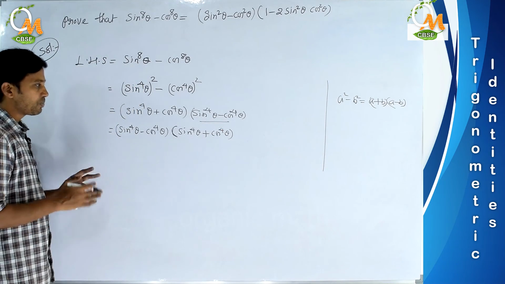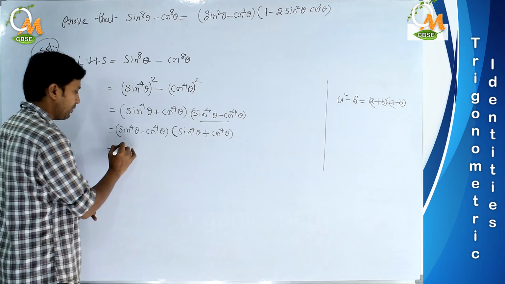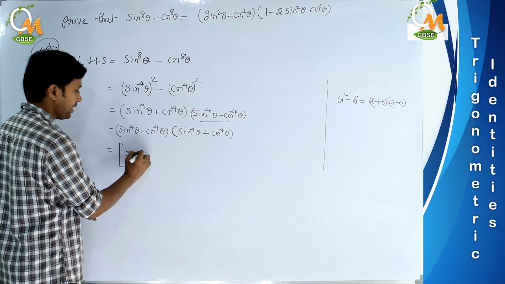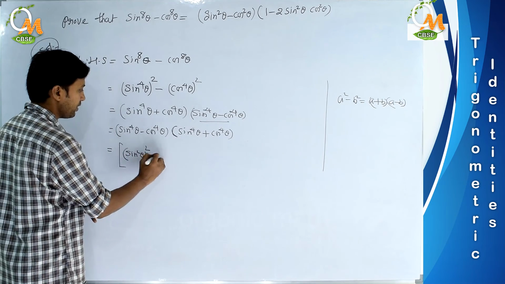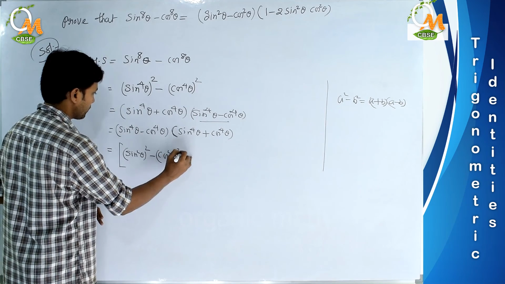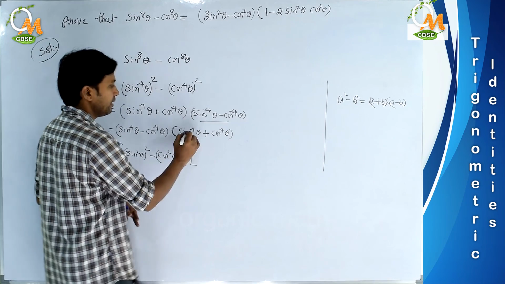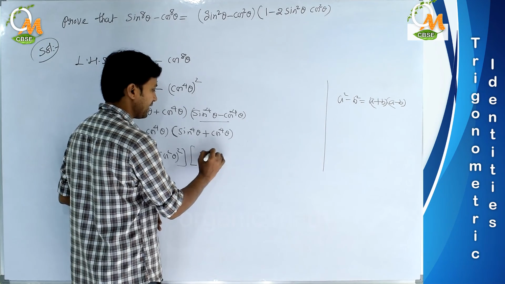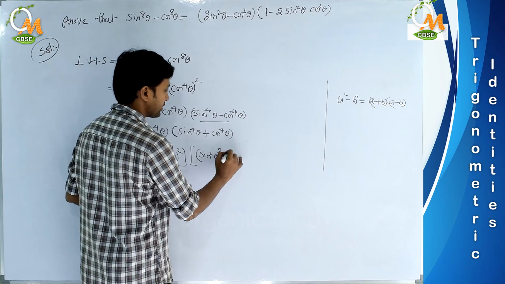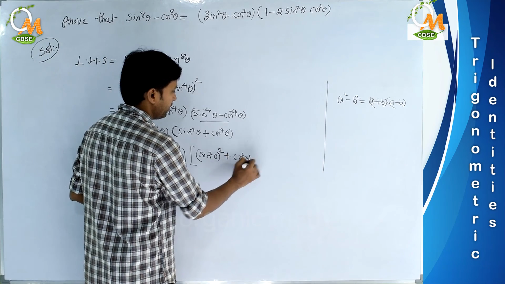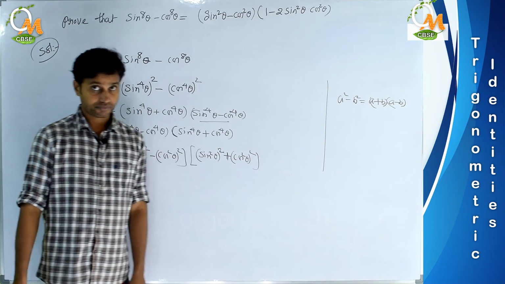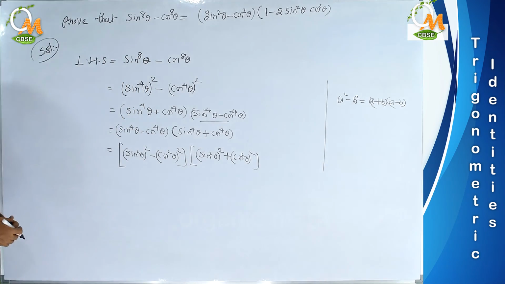Now let me do some small adjustment here. Once again, I want to rewrite sin power 4 theta as sin square theta whole square minus cos square theta whole square, and here sin power 4 theta can be written as sin square theta whole square plus cos square theta whole square. I mean cos power 4 theta can be written like this. We adjusted into some pattern.